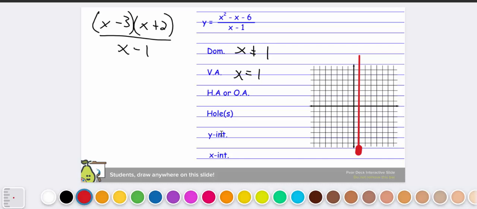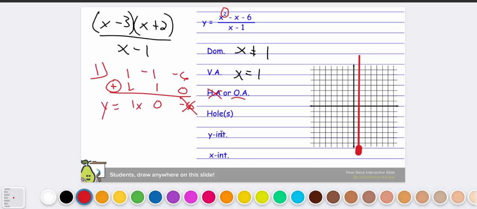What do we got here? We have a 2 is the clear winner up here. So we do not have a horizontal asymptote. We're going to have an oblique asymptote. So that means we're going to do some synthetic division. 1, -1, -6. We're going to add it up. We're going to drop the 1. 1 times 1 is 1. We add it up to 0. We get 0. We get -6. That would be the remainder, so we don't really care about it. Y equals 1x.